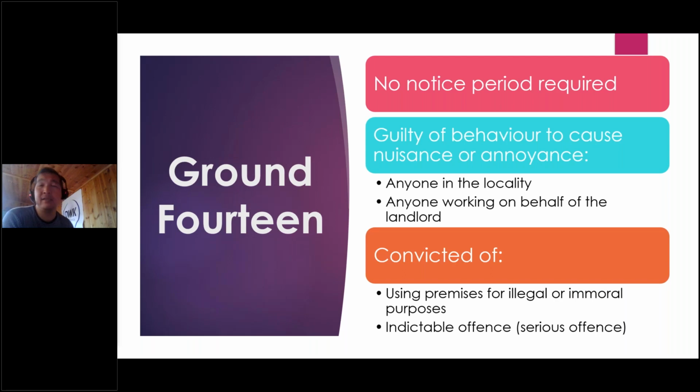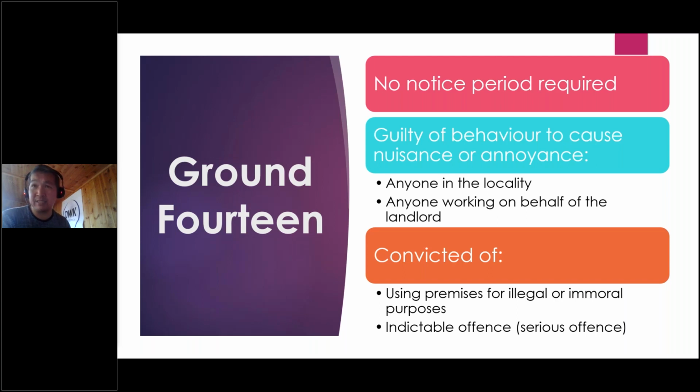So potentially, you can seek possession under those, them being guilty of causing annoyance or a nuisance, let's say, to people in the locality, next door neighbours, or someone that's working on behalf of the landlord or the agent. But again, that's where the evidence is so crucial in relation to that part of ground 14.